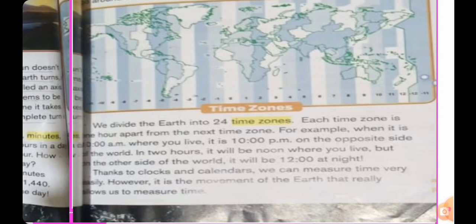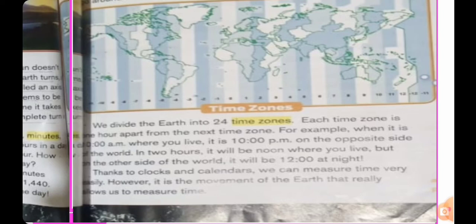So now let's read again. We divide the earth into 24 time zones. Each time zone is 1 hour apart from the next time zone. For example, when it is 10 a.m. where you live. Before reading further, what do you think the time would be on the other part of the world? Any guesses?